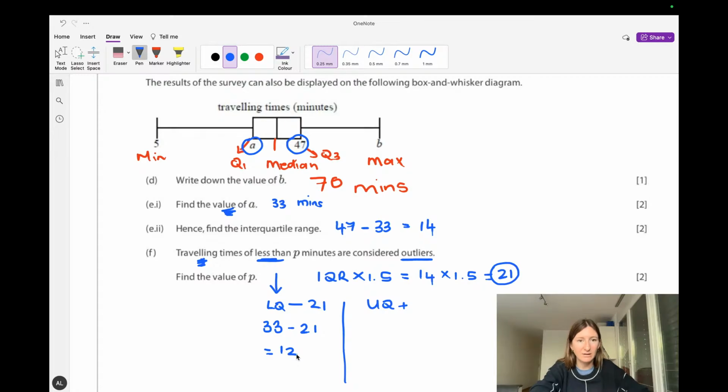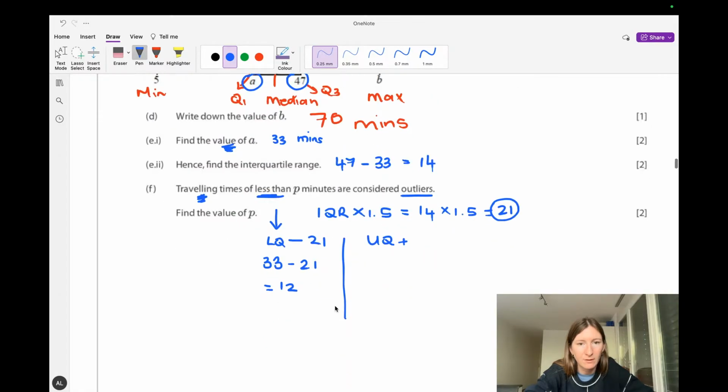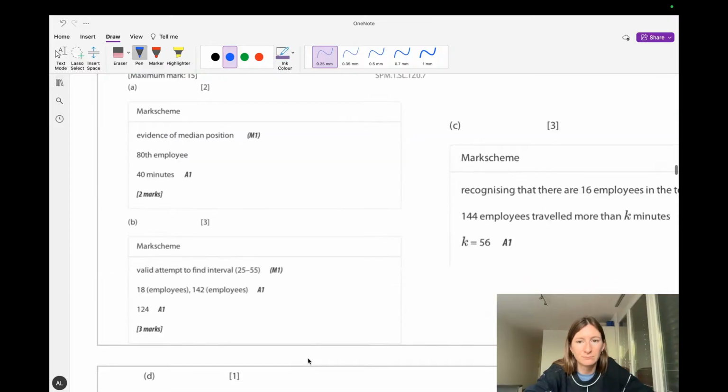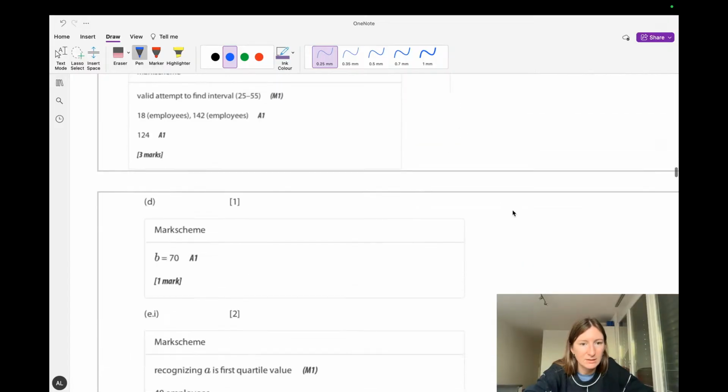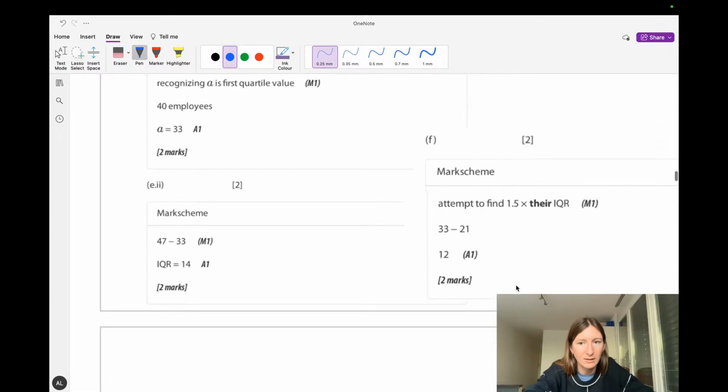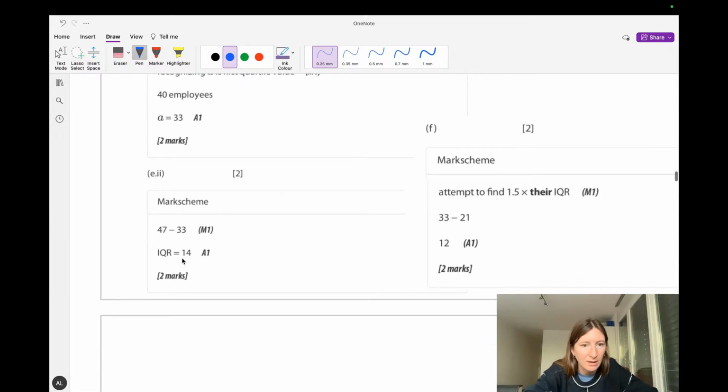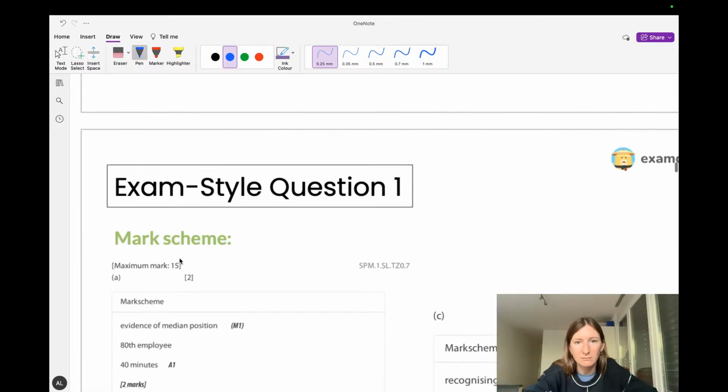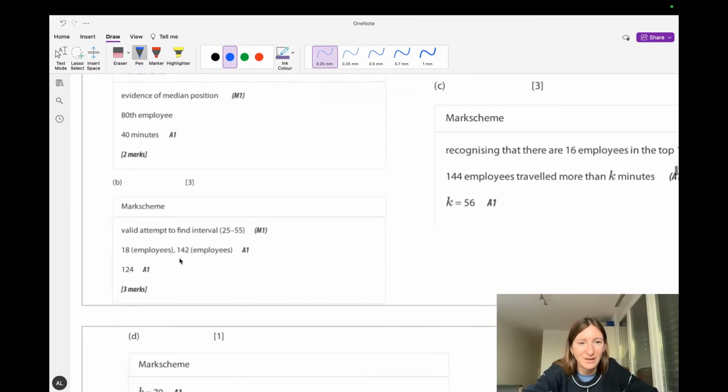All right, so any value that is less than 12 is considered an outlier. That was my value of A. Yeah, there we had 56, 33, and 12. Nice. Did I get IQR 14? Yes. Okay, good. A lot of numbers going on here.